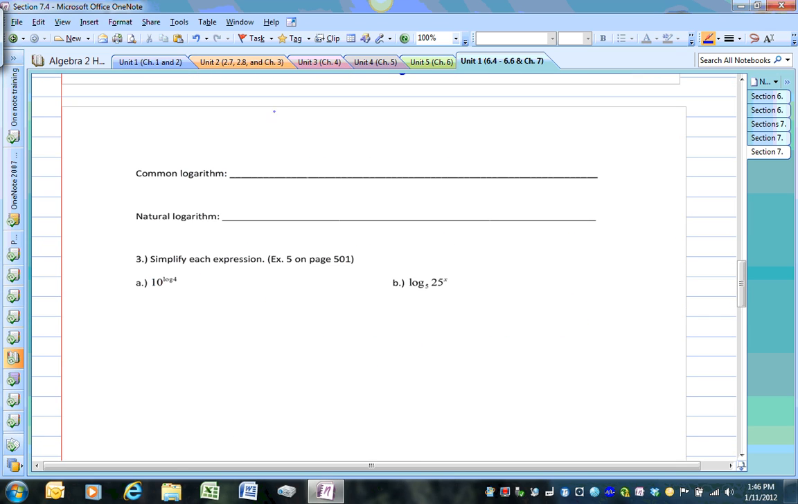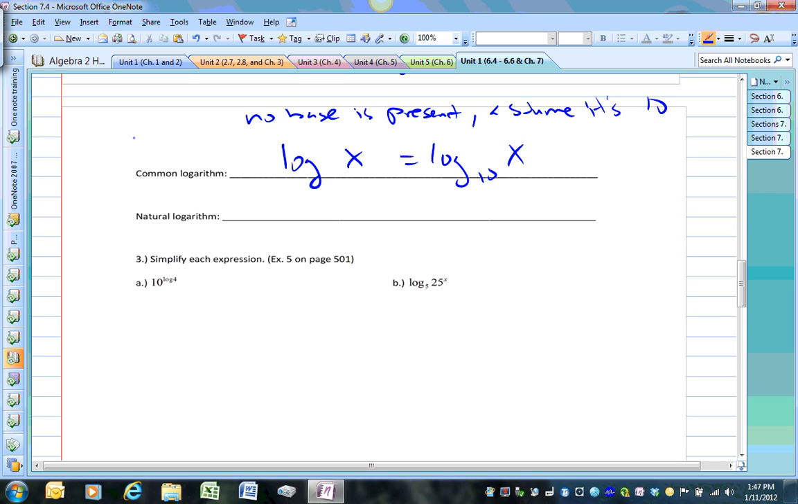Another thing I want to talk about are common logs. If you don't see a base, so no base is present, you assume it's 10. So common log is base 10.